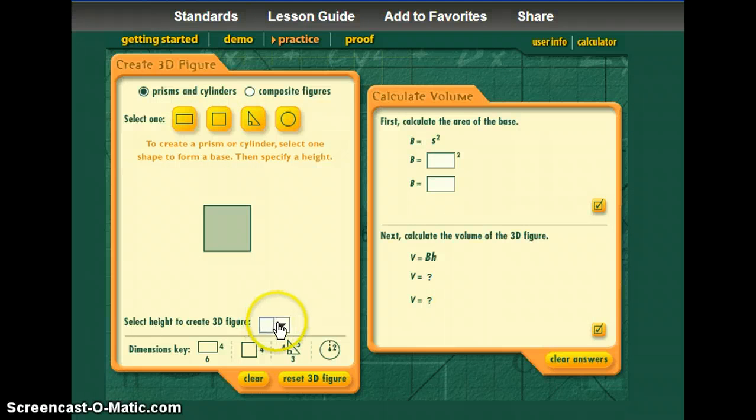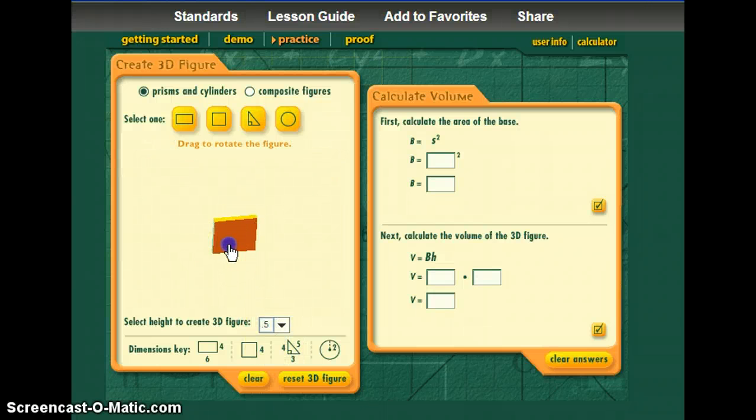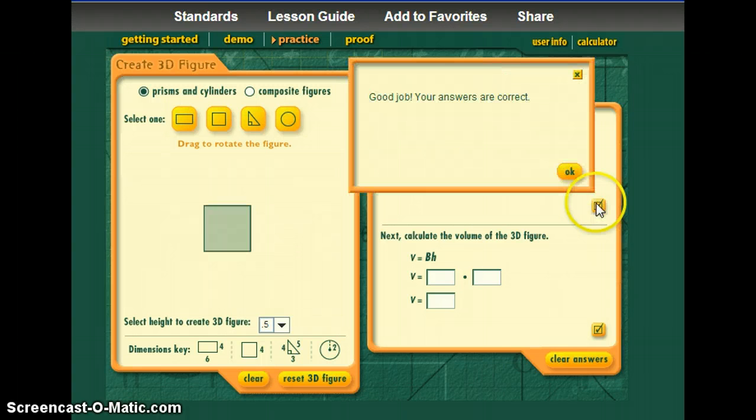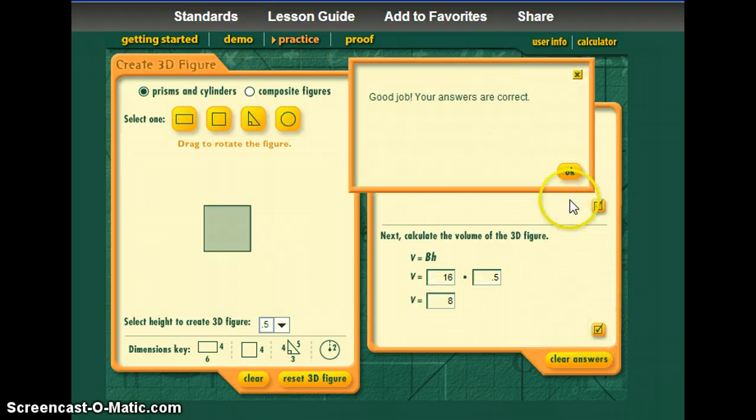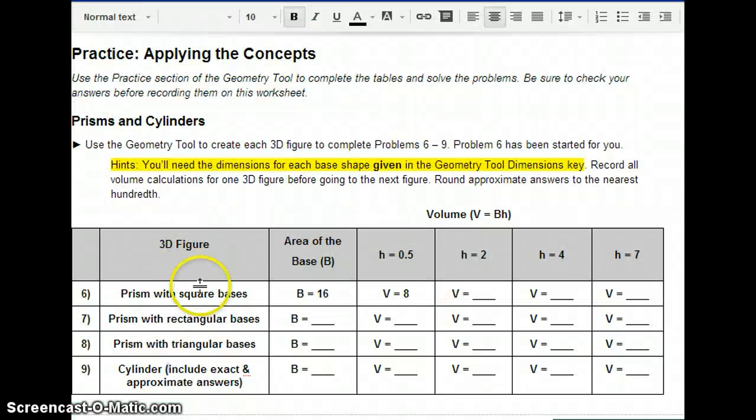So I'll pick that one, check 0.5. You can see that I can rotate it here, and now I can fill in this area. The area of the square: it gives me my dimensions down here. It's a 4 by 4 square with a height of 2, so the area of the base is 4 squared, which turns out to be 16. I can check that if I want to. Now that I know volume is base times height, it's 16 for the big B, the area of the base, which is a square, times the height of 0.5, or a half. So obviously that is 8. So that was the first one.